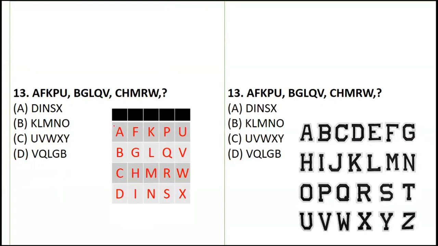Next is again an alphabet question. You have 5 alphabets now. Just randomly looking at them, you can see they all come in sequence: A, B, C. After that we get D. Then F, G, H, I, again in sequence. K, L, M, N, a sequence. P, Q, R, S, yes, sequence. U, V, W, X.